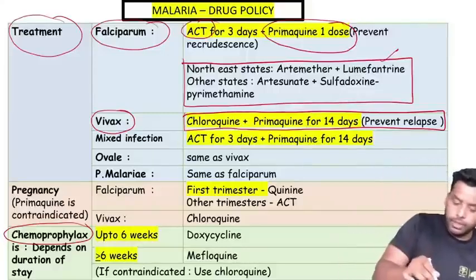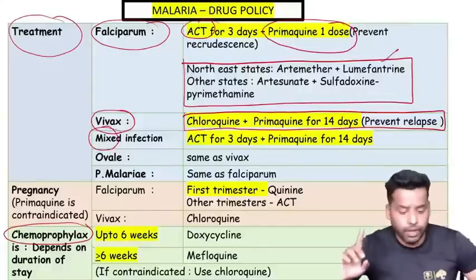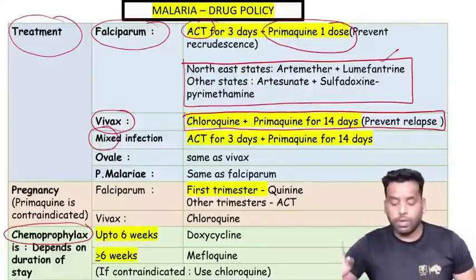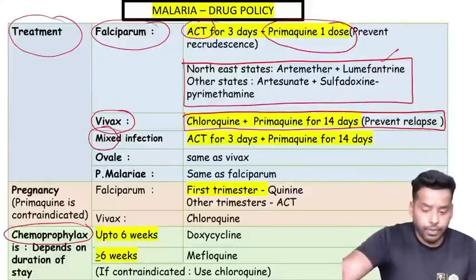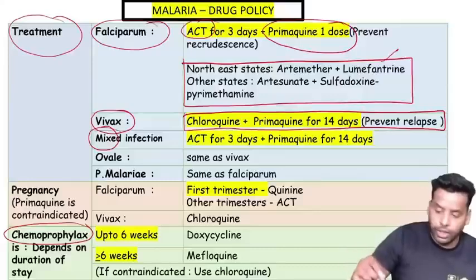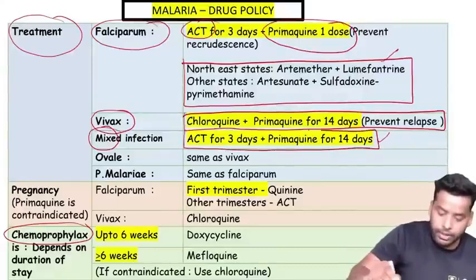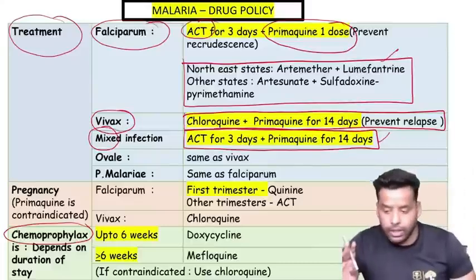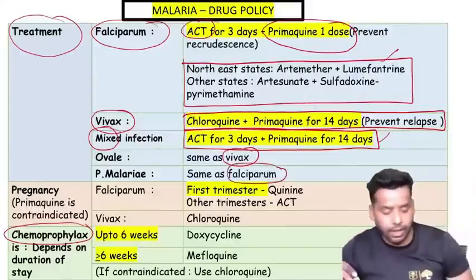Mixed infection, Falciparum plus Vivax, means you have to make a cocktail out of this. ACT for 3 days. Primaquine for 14 days. Ovale is managed as Vivax. Malariae is managed as Falciparum.